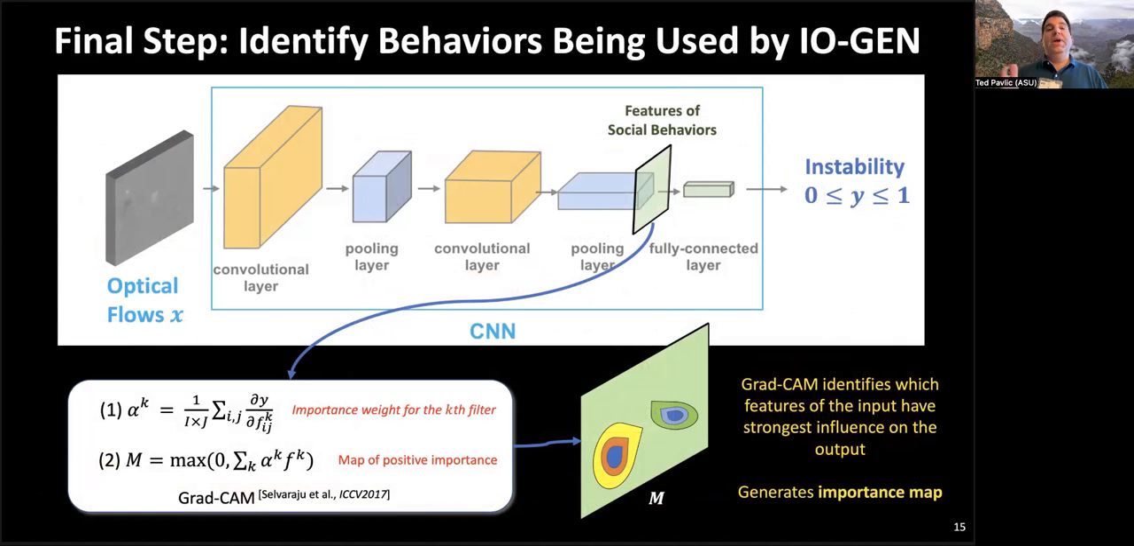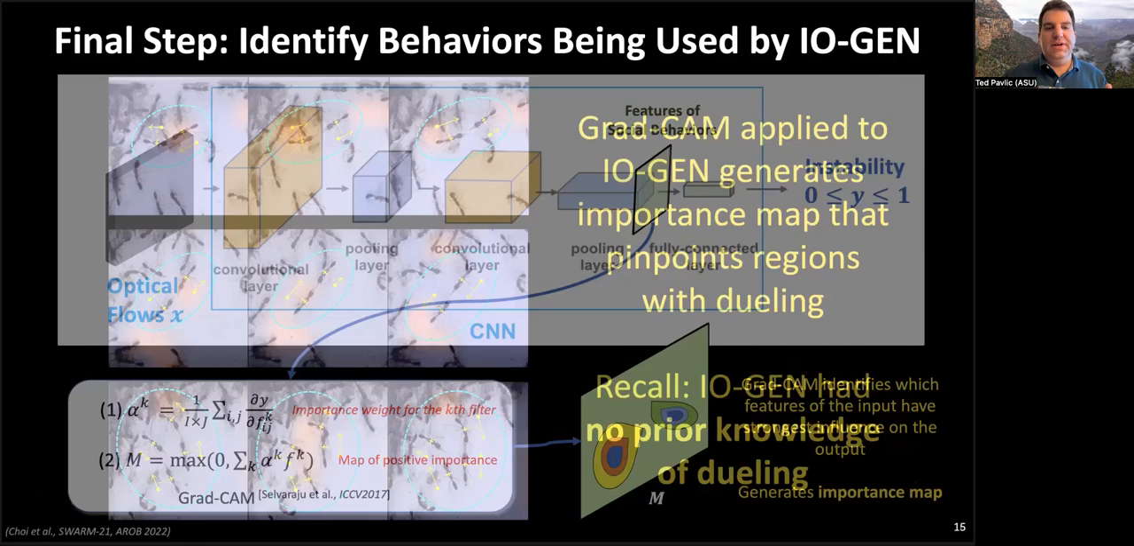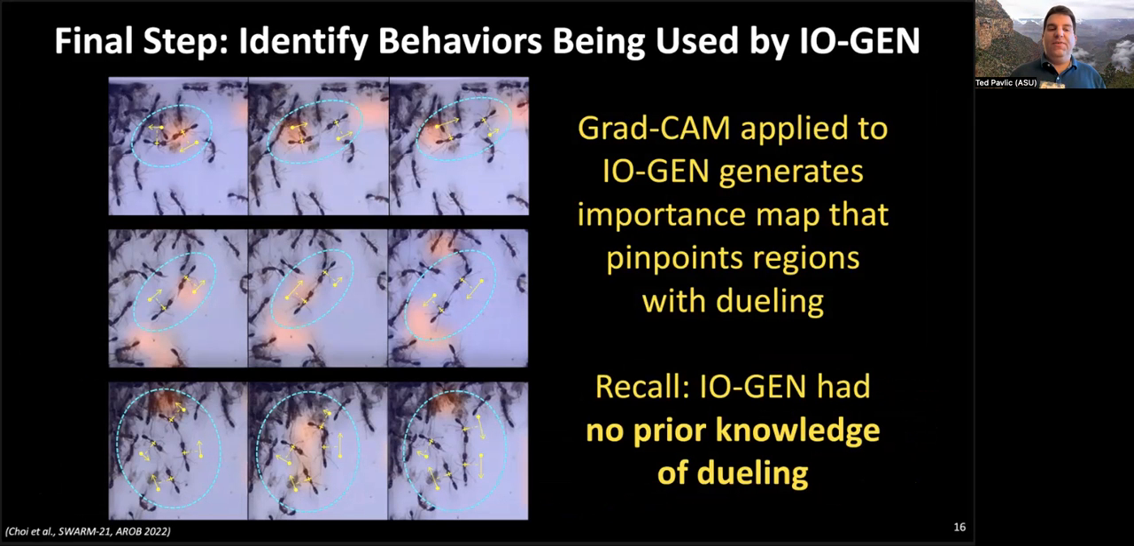Then from there, we can actually go into our network and we can ask it, what are you looking at in order to be such a good classifier of stability? And so we use this thing called Grad-CAM, which allows us to say how sensitive is your output to different portions of the input, and then paint an importance map, which we can overlay on top of videos. And when we do that, what we find is that it finds dueling. These are shots of dueling between these ants, and it's able to highlight portions of video where it found dueling.